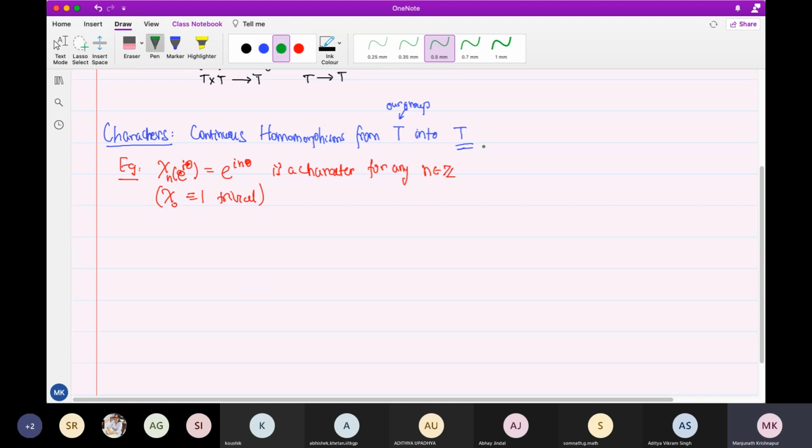But there are so many of these characters, and it was an exercise I had given, and I will just repeat that here. Okay, so the exercise is: show that these are all the characters of the circle group. Okay, so there is no other.